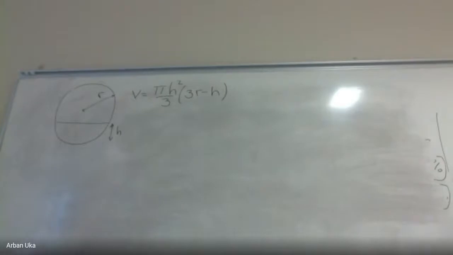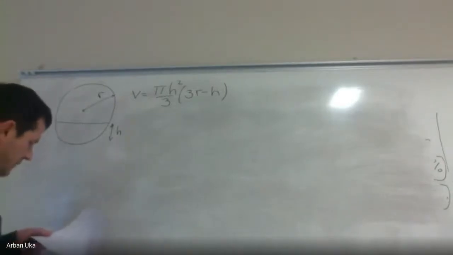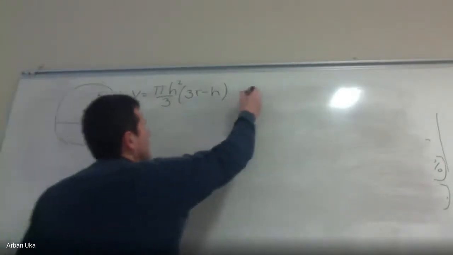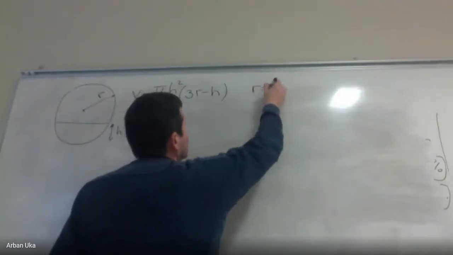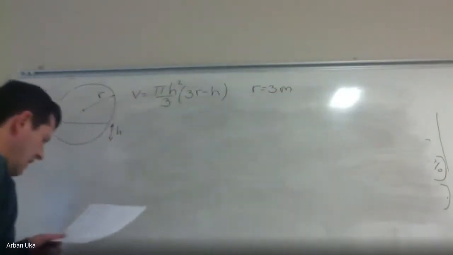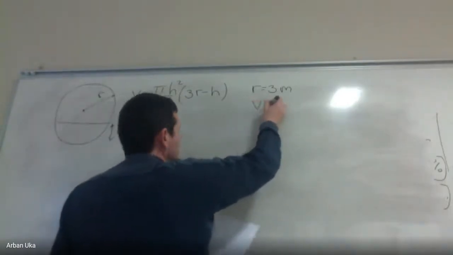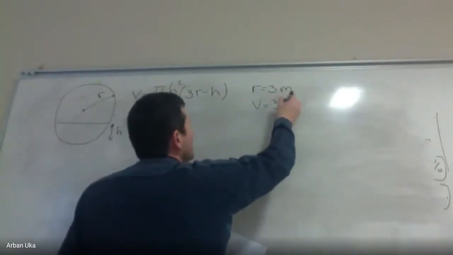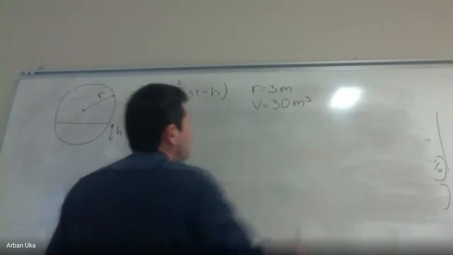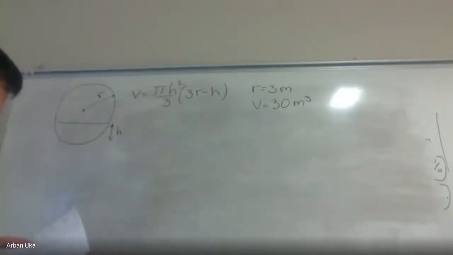Then the question that can arise is the following: assuming that the radius is 3 meters, so given r is 3 meters, and the volume of water that we need to fill is equal to 30 cubic meters, find h, okay?